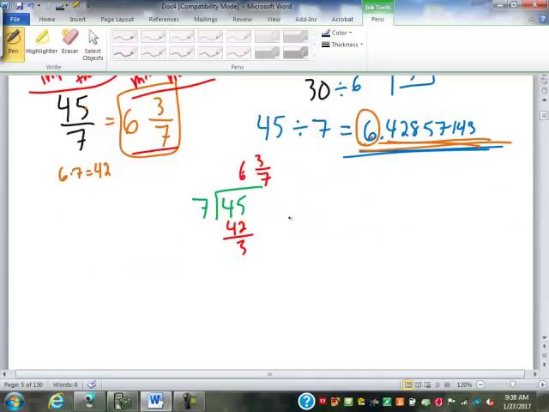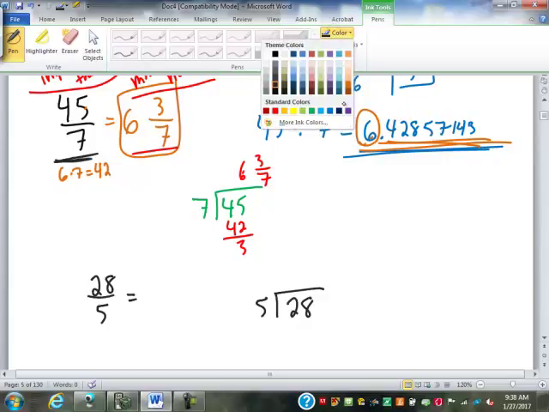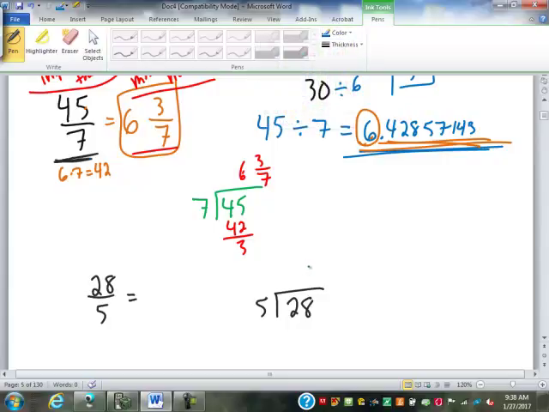You're fine with the broken pieces? Well, in fact, there are times when we prefer to have it as the improper fraction. So let's say we have 28 fifths. So we're going to do the same thing. 28 divided by 5 is 5. 5 times 5 is 25, so there are 3 pieces left over. So 5 and 3/5.